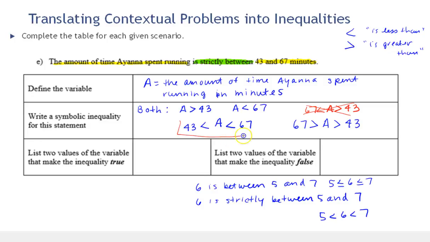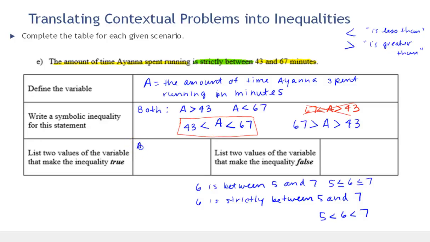And typically, we prefer this one, okay? And if you solve an inequality and you get an answer like that, in this form, we'd probably rewrite it in this form, even though this is equivalent. Okay, so now this is our inequality. Now let's list 2 values of the variable that make the inequality true. Okay, so this should be pretty easy. We want to pick 2 numbers between 43 and 67, and they should not equal 43 or 67.